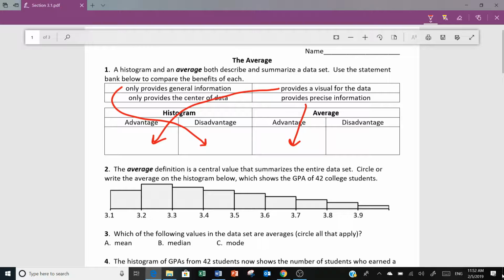Okay. And the disadvantage as far as an average goes, the average is going to be in the middle. It's not going to be on the side, and so you know nothing else about the data set. You only know the center of the data set for an average. So the last one, by process of elimination, is this one over here. Any questions on number 1?